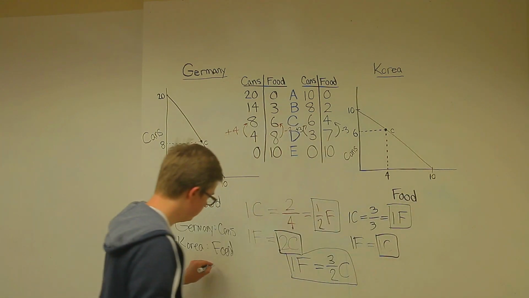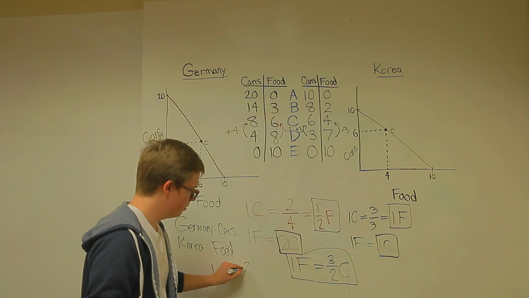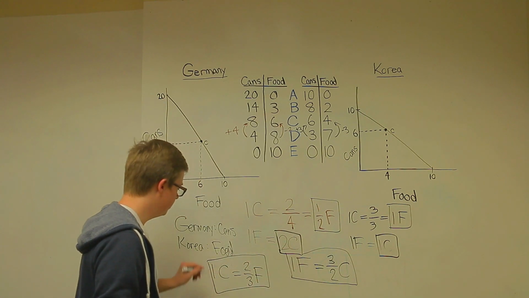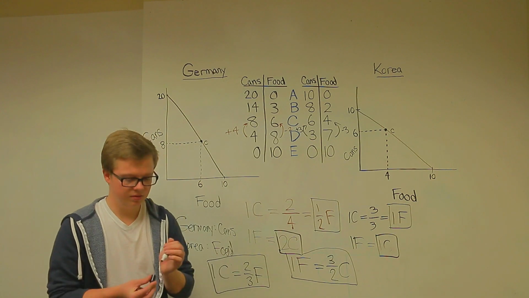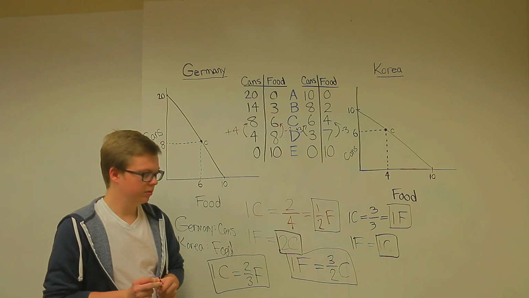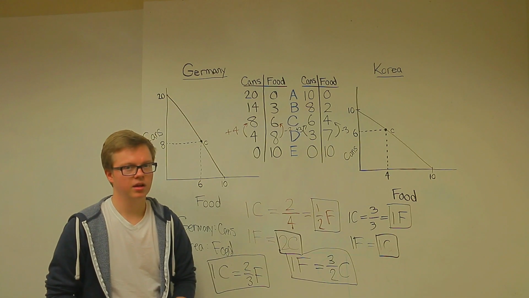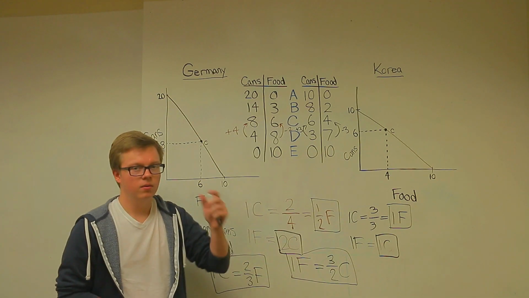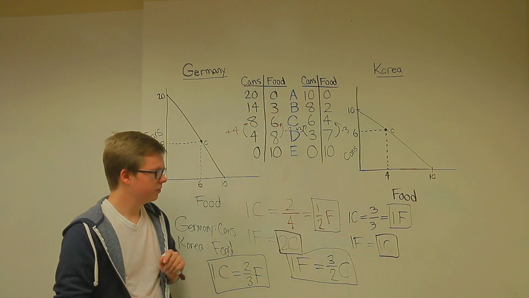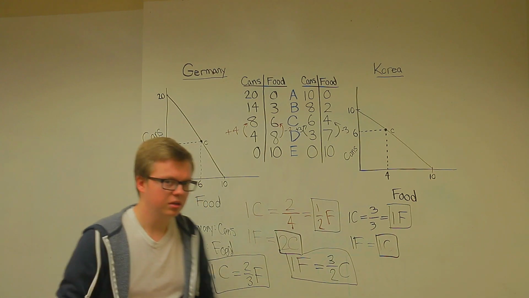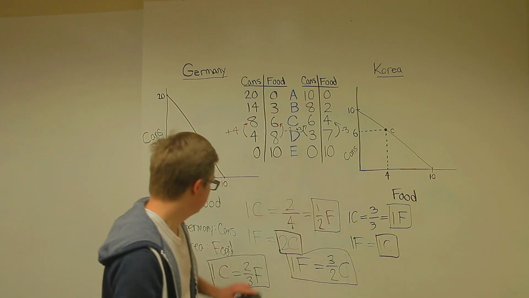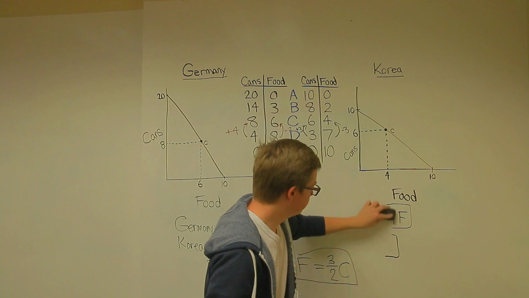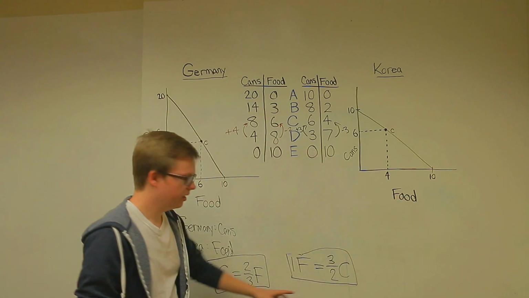So we'll write that over here. 1 can costs 2/3 of a unit of food. So that's definitely a viable exchange rate that they could use, and both countries would benefit. So to see how both countries would benefit, I'm going to clean this up a little so we have a little more room. So I left our exchange rate.